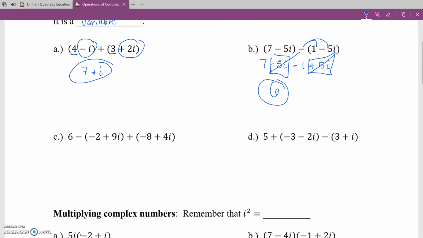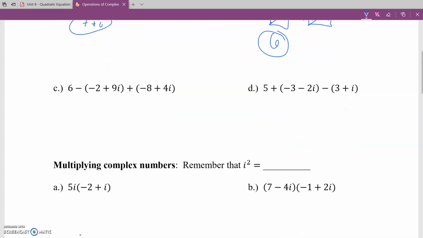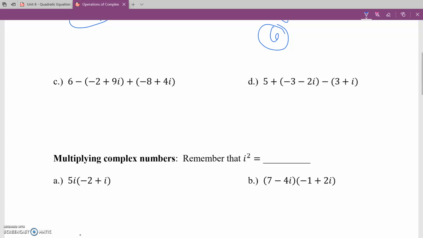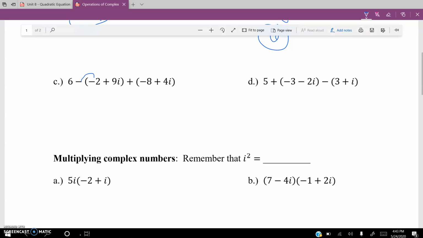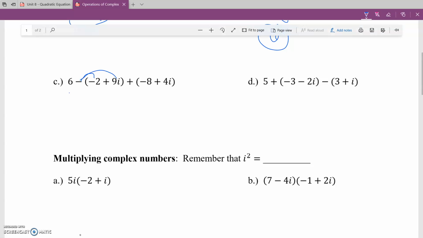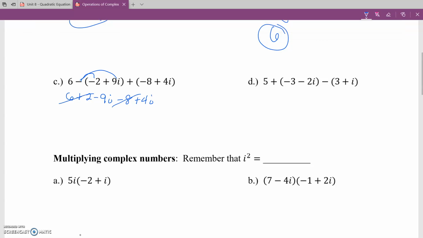You can even do more than one. So let's say we're looking at C. Don't forget to distribute your negative. So 6 plus 2 minus 9i minus 8 plus 4i. 6 plus 2 is 8, minus 8 cancels each other out. -9i plus 4i is -5i.